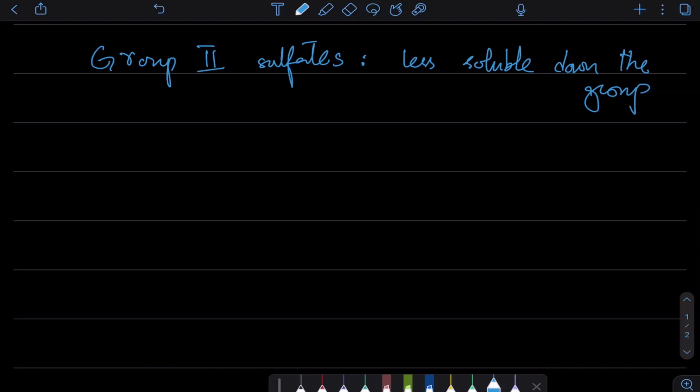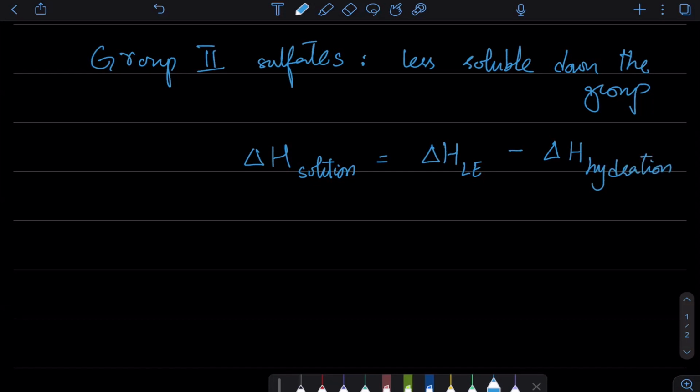We have already talked about enthalpy of solution, enthalpy of hydration, and we have talked about how lattice energy plays an important role there, how the enthalpy of hydration plays an important role there. And the delta H of solution depends on both of these. So delta H of solution is going to be dependent on lattice energy, which is something you have to supply, minus the hydration enthalpy, which is something that is released. And why is that? Because these are bonds broken and these are bonds made.